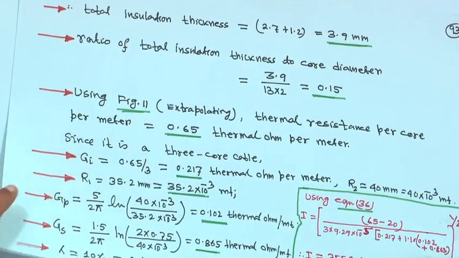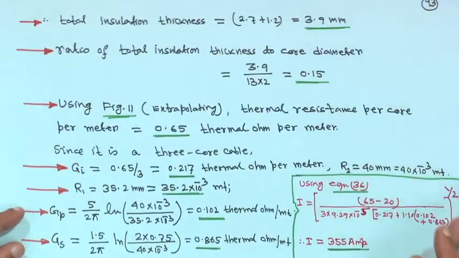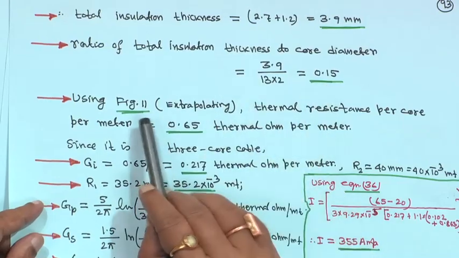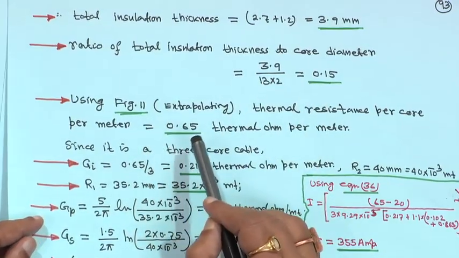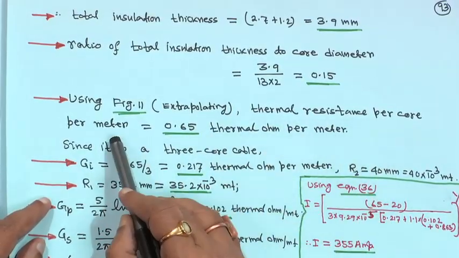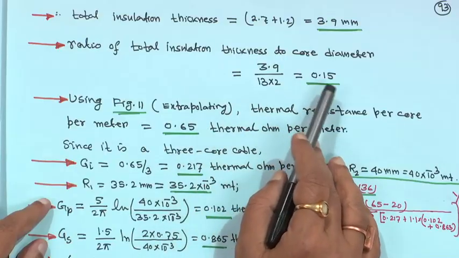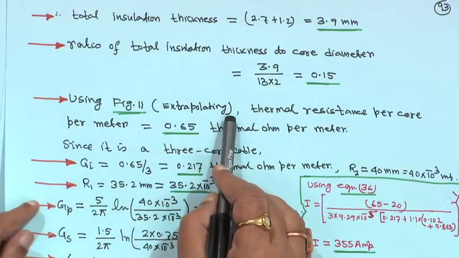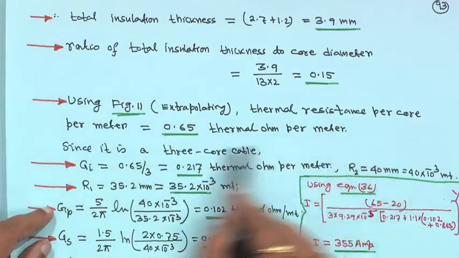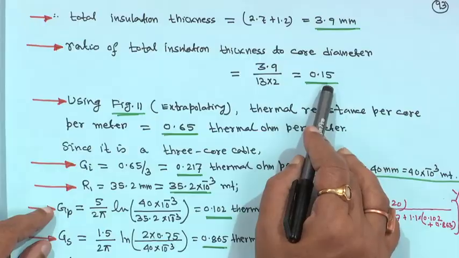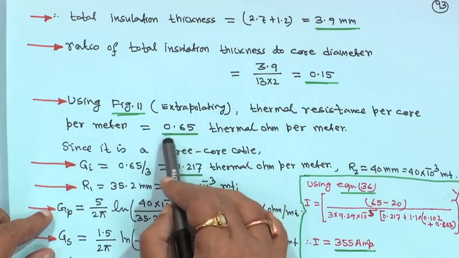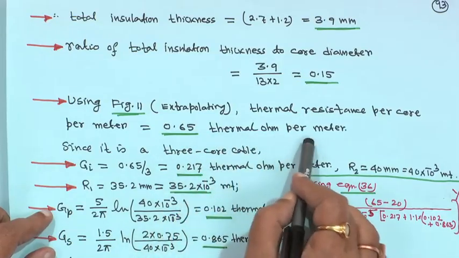Now, when you solve the numericals, we will not provide you any graph. Corresponding to this ratio, using figure 11, where 4 different curves are shown, you get the thermal resistance per core per meter. In the assignment also, graphs will not be provided. A ratio will be given and the corresponding data will be supplied to you. So, it is 0.65 thermal ohm per meter.